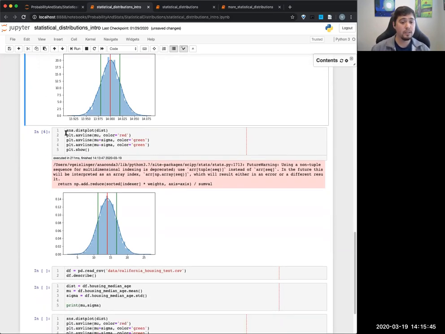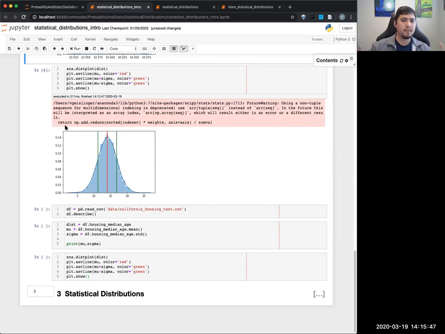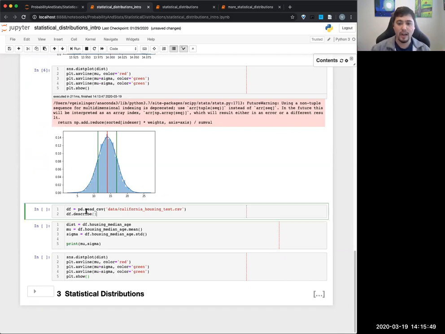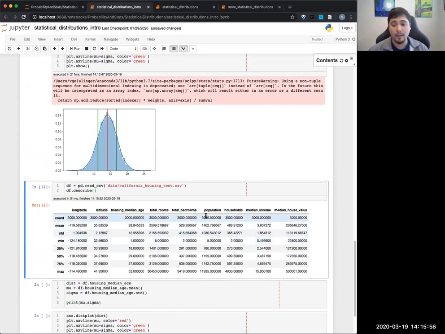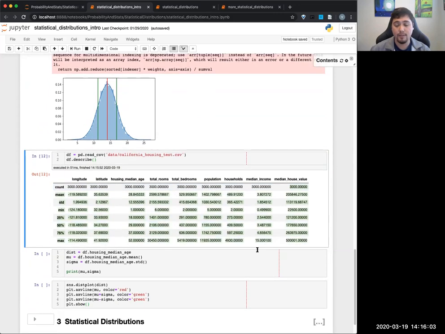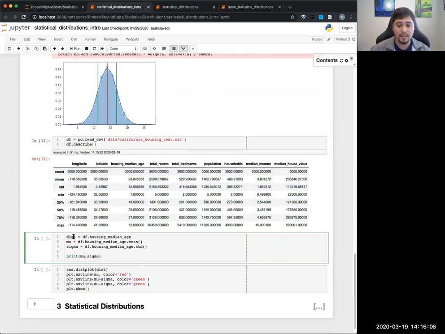Sound pretty good? Hopefully this sounds like review too, like maybe you guys have done this already in statistics. So let me show you a data set right here. I have the California housing test CSV. This is a CSV with some information about different aspects: the population, where the house is, median age, median house value for that area. I can make a distribution where I say df housing median age. So housing median age is right here, and I'm going to take that as the actual distribution.